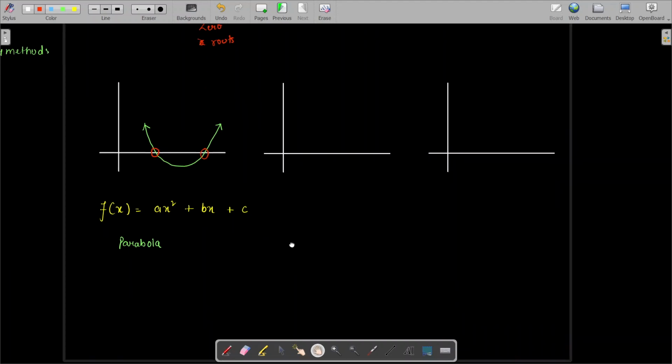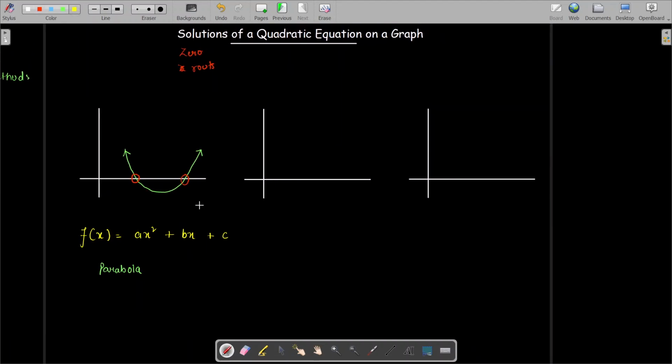So you will see these 3 words used interchangeably: solutions, zeros, roots. We use the term zeros when we are talking about a function or a polynomial, and we use the term solution or root when we are talking about an equation. So this is the first case. In this case you will get 2 solutions.